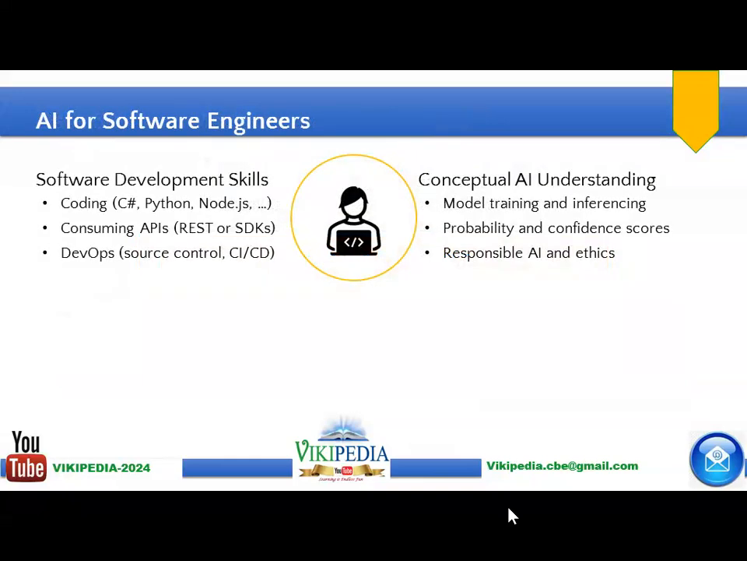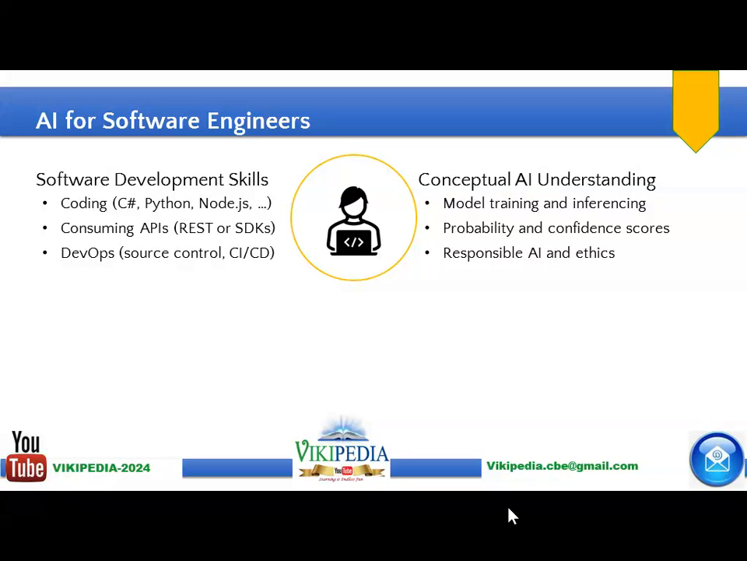Now, to become a software engineer in AI, there are three possibilities. One, we go with software development skills, or a conceptual way, which is like becoming a data scientist. For the software development skills, the key skills required are coding skills. First, you can go with C# or Python or Node.js. These are the three programming languages nowadays to become an AI engineer. This is the major requirement.